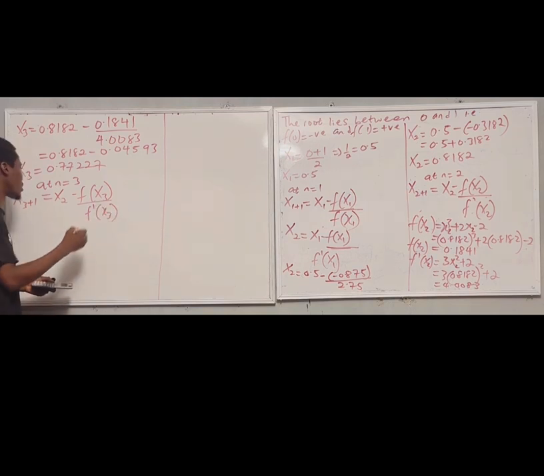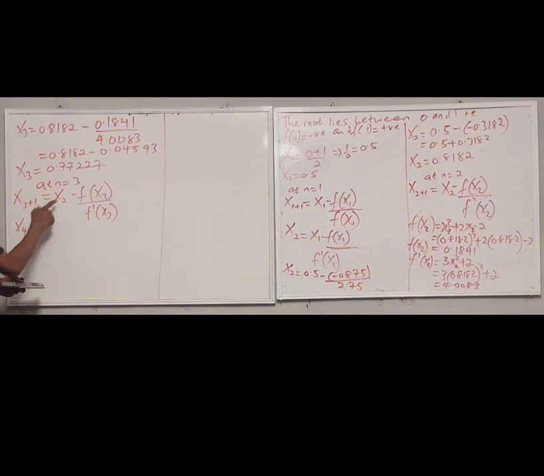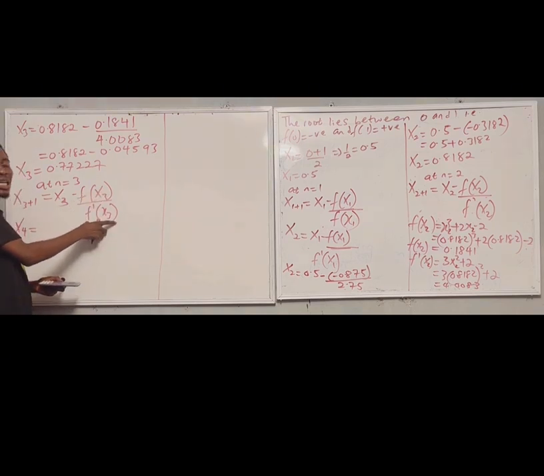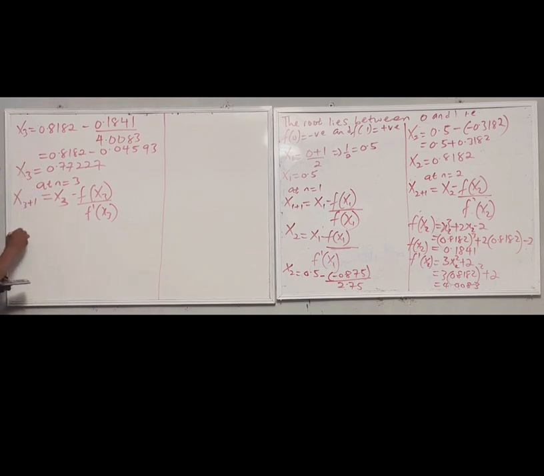So let me do for my S3. S3 plus 1 is S4, is equal to what? Since n is 3, I'm going to have S3. So what my S3 is this. For me to get this, I have to solve f of S3 and f prime of S3. So it means my f of x already is x to the power of 3 plus 2x squared minus 2.